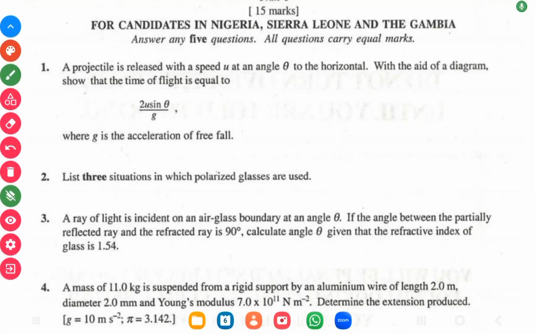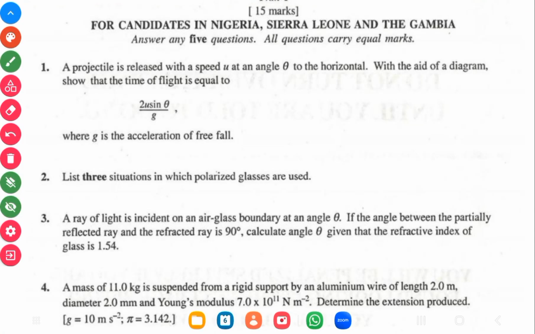Welcome to this physics trial question. We start with number 1. It says that a projectile is released with a speed u at an angle theta to the horizontal. With the aid of a diagram, show that the time of flight is equal to 2u sine theta over g.